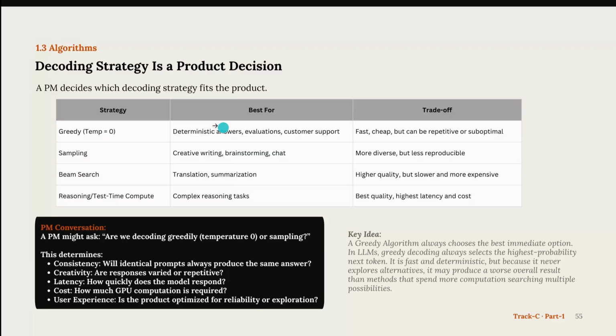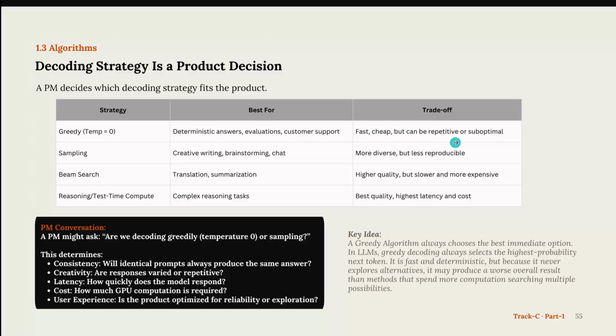The temperature is pretty much zero. Yeah, it is far cheaper. It is fast and cheap, but can be repetitive in nature or suboptimal. Whereas if you use sampling, we looked at how this can be good at creative writing, brainstorming, chat, and so on, because it is more diverse but less reproducible.